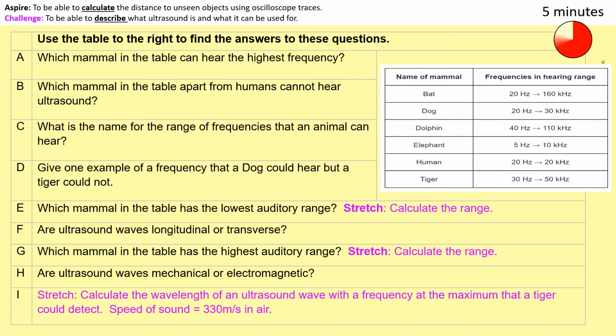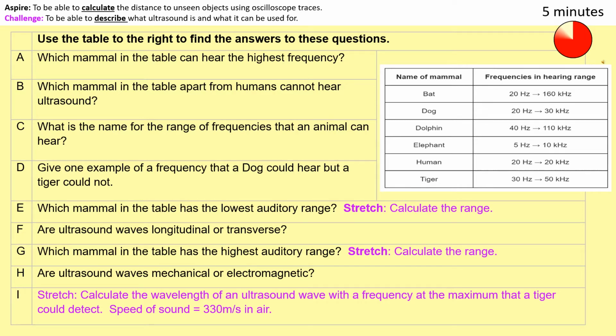F, ultrasound waves, longitudinal or transverse. Again, we talked about that when we were doing the sound and hearing lesson, but an ultrasound is a sound wave. So if you know which one the sound wave is, then ultrasound is the same.